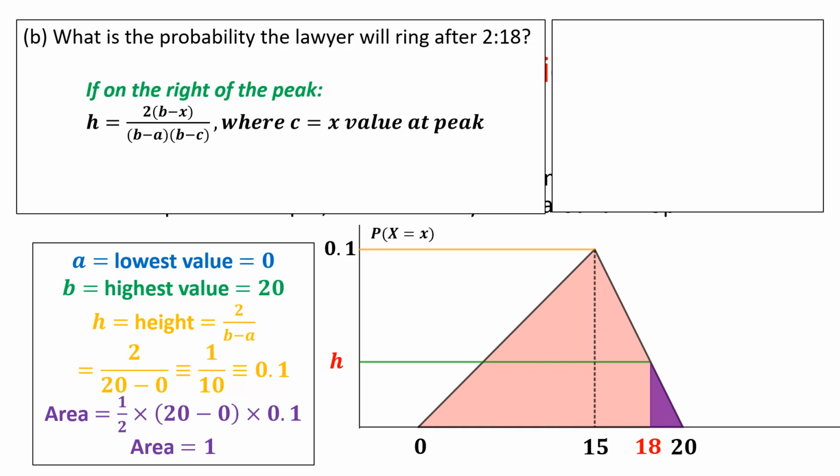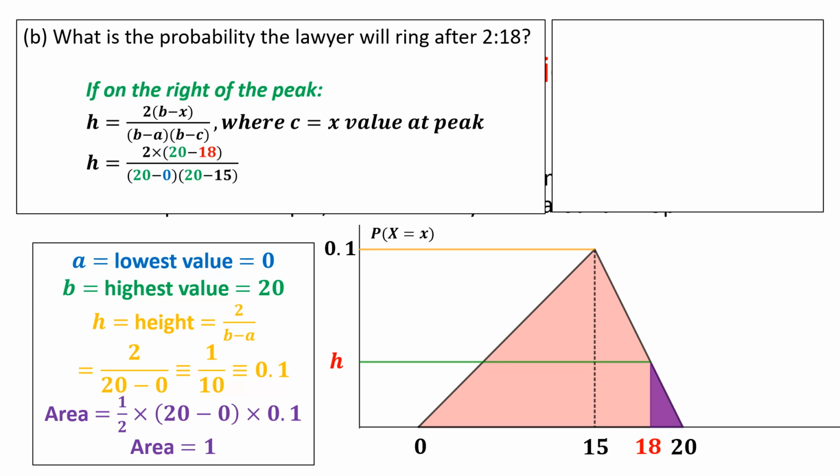Now, if we're on the right-hand side of the peak, the formula to work out the height of the triangle changes. It's on your formula sheet, and again, C is the x value at the peak. Now, it's 2 times b minus x on the top divided by b minus a times b minus c on the bottom. So again, it's a substitution game.